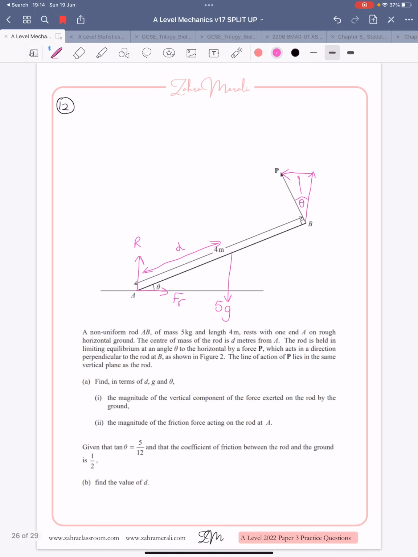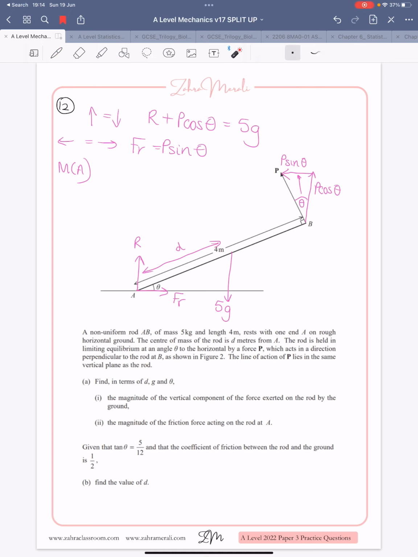So this is opposite, so we get P sine theta, and we've got P cos theta. So now we've got everything we need. And we do the exact same process like we do for ladders. We're going to have up equals down, left equals right, and then moments at A. So up equals down is going to be R plus P cos theta equals 5G. Left equals right. We're going to have friction equals P sine theta. And then we're going to take moments at A.